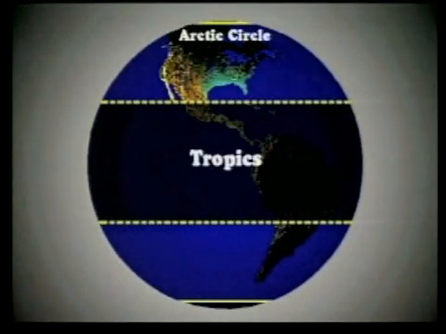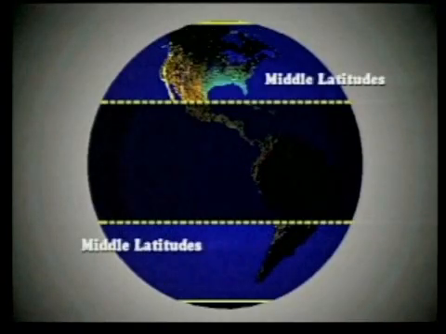The areas between the tropics and the Arctic Circle and the Antarctic Circle, those in the so-called middle latitudes, generally have more seasonal weather, with a summer, fall, winter, and spring each year.